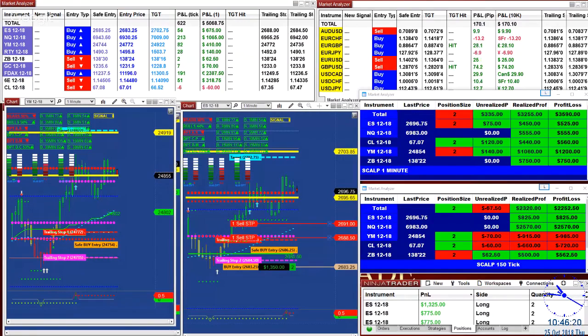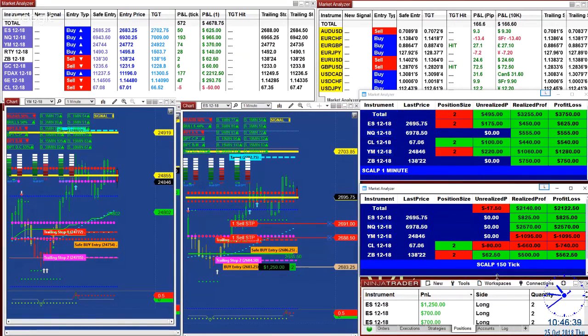If we notice on the scalper, they're taking a beat on the YM and the CL. There is a lot of beat on the 150 ticks. Really taking a lot of beat on the scalper, and the CL on 150 ticks, taking a lot of beat.